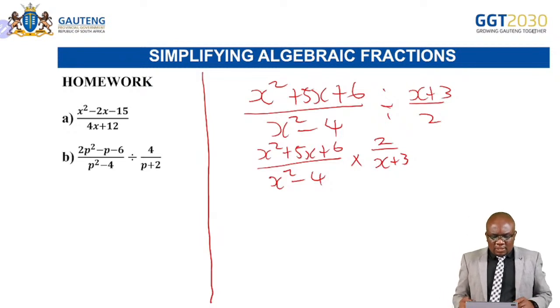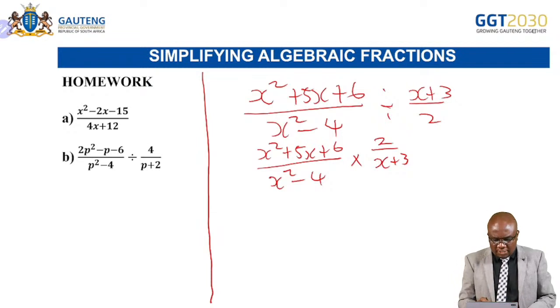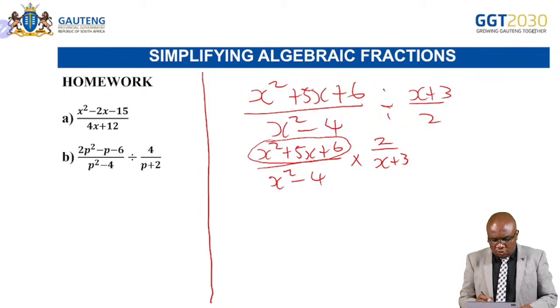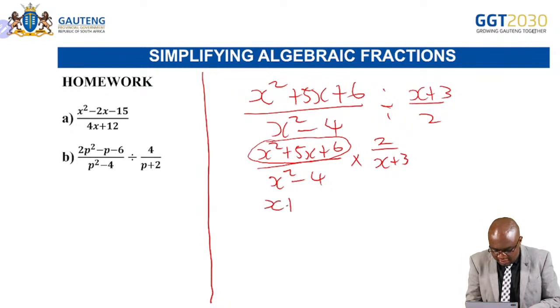You have your mark for that. Okay? And then check for the things you can what? You can factorize. Okay? Check for the things you can factorize. If you factorize this, the factors of positive 6 that can give us positive 5 is plus 3 and plus 2. You see that? So you can have your x plus 3, x plus 2.